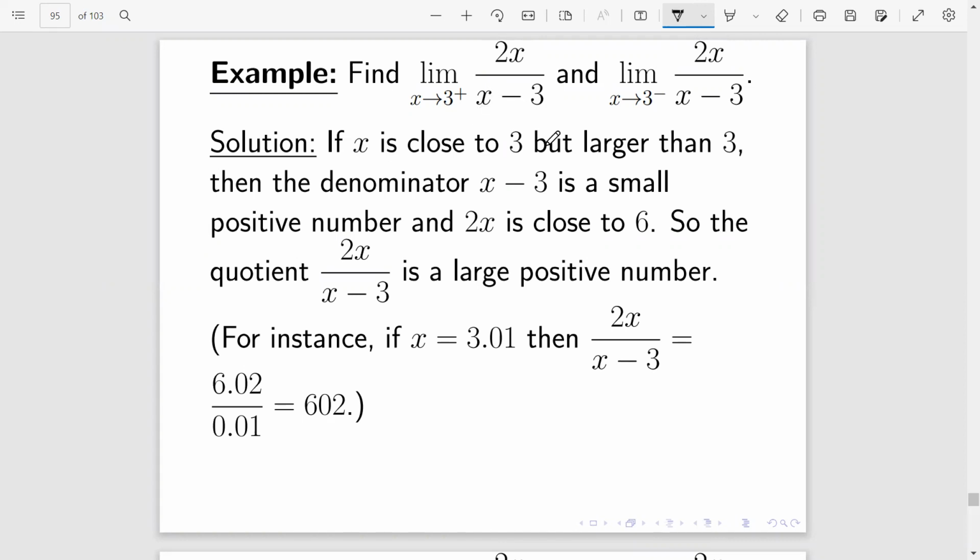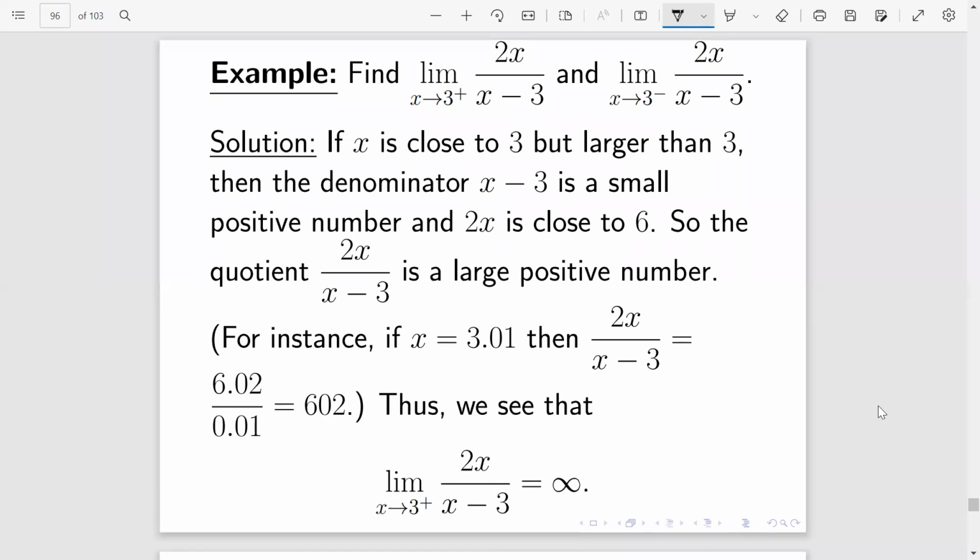But otherwise, if we draw the table, for instance, if we take 3.01 and substitute it here, 2 times 3.01, we get 6.02, then 3.01 minus 3, we get 0.01. And for that, 6.02 divided by 0.01, we get 602. So it means that when you come from the right, meaning for the values of x that are greater than 3, the function will be going to positive infinity. I hope that makes sense.